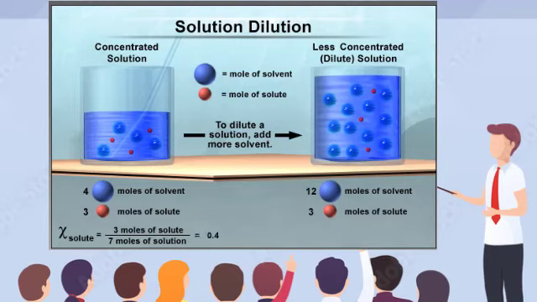In the dilute solution, the additional moles of solvent bring the total moles of solution to 15. Therefore, the mole fraction of solute is 3 moles of solute divided by 15 moles of solution, which equals 0.2. You can see how the addition of solvent molecules changes the proportions of the solution.